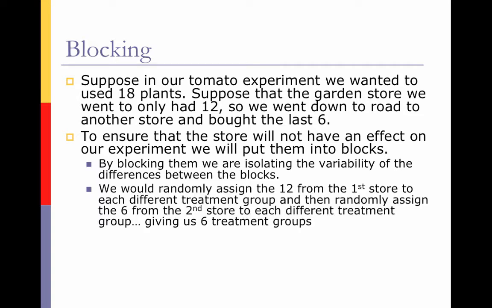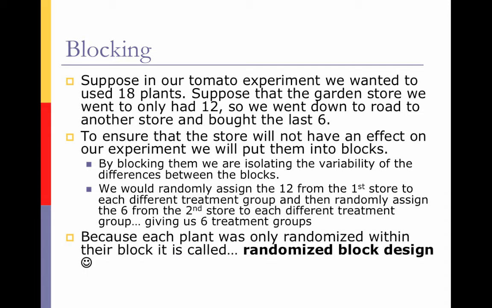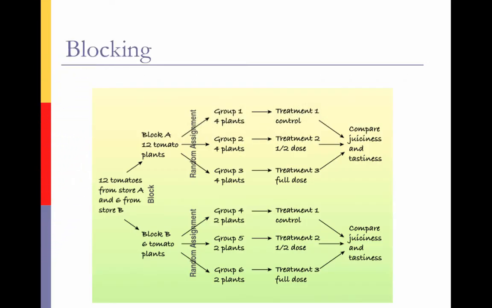We would randomly assign the 12 from the first store to each of the different treatment groups, then randomly assign 6 from the second store to each of the different treatment groups. This ends up giving us 6 different treatment groups. Because each plant was only randomized within their block, this is called a randomized block design. So this is what a diagram of this would look like.